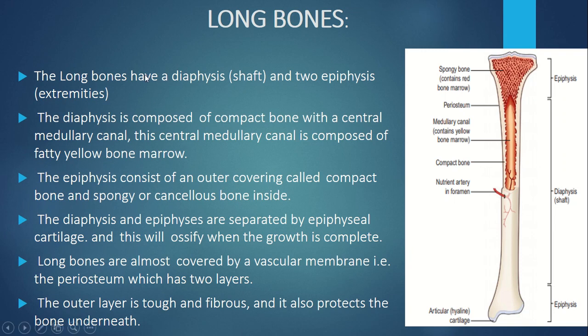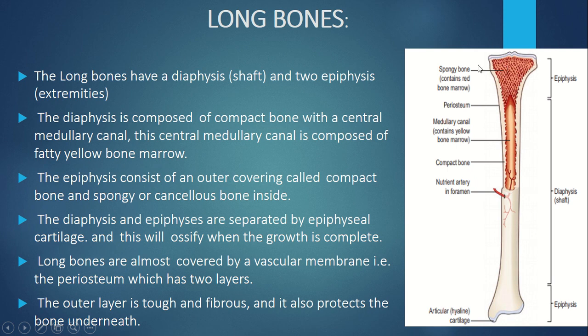So the long bones have a diaphysis and 2 epiphyses at the extremities. You can see the end part is called the epiphysis and the middle part is called the diaphysis or shaft. The diaphysis is composed of compact bone with a central medullary canal. This central medullary canal is composed of fatty yellow bone marrow. So first we'll see this diagram in detail.